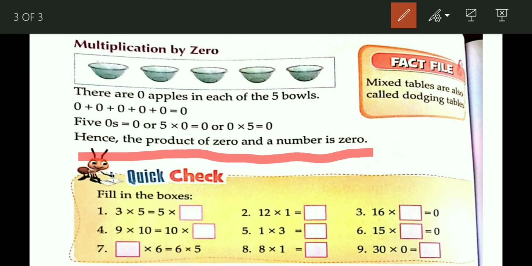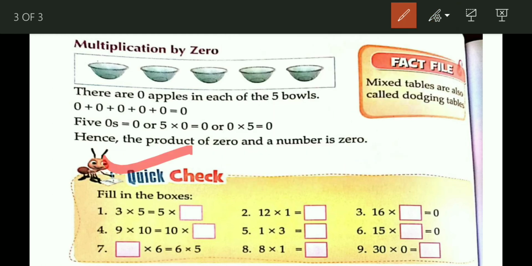So, if you multiply 100 into 0, what will be your answer? Your answer is always 0. Even if you multiply 1,000,000 into 0, your answer will still be 0. Your product will still be 0. Understand? So, try and do this quick check here. See here, the first one, it is given. Fill in the boxes. Number 1. 5 into 3 is equal to 3 into 5. Do you see this one here?